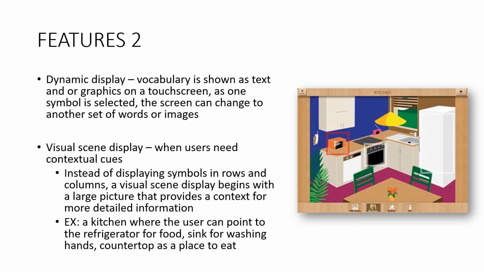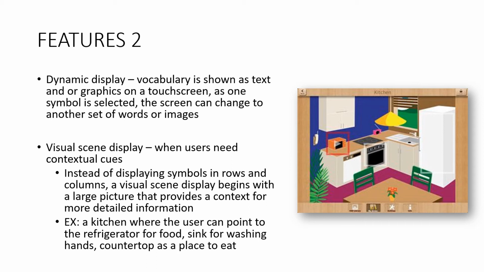So when we talk about the different types of visuals on the device, there's two types. There's dynamic display, which we talked about a little bit before, and there's also visual scene display. But let me repeat and explain those two things. Dynamic display is where vocabulary is shown as text and or graphics on a touch screen. As one symbol is selected, the screen can go to another set of words or images.